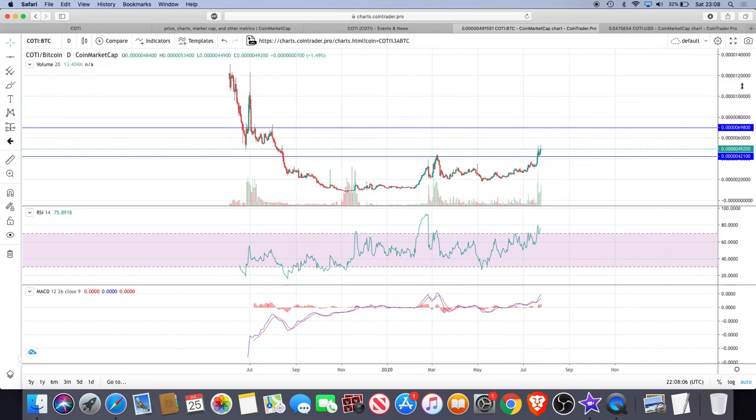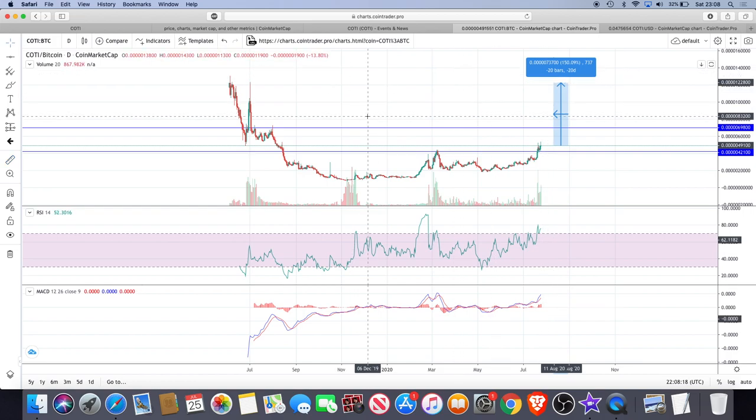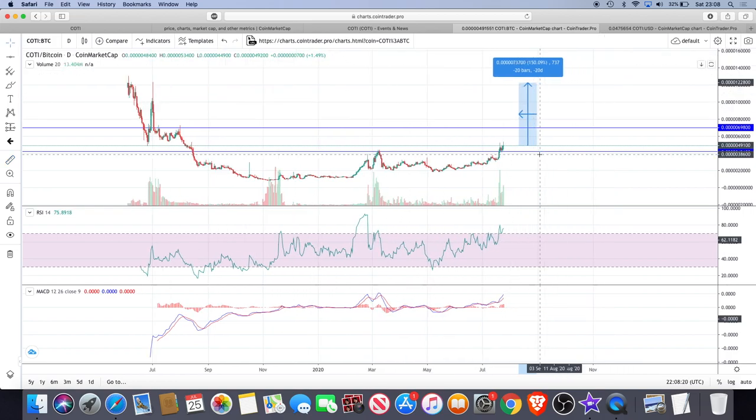Now it doesn't need to go too far to break the previous all-time high. It's about 150% to break the previous all-time high and go into price discovery.